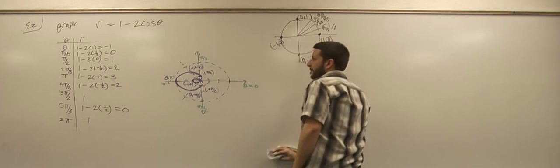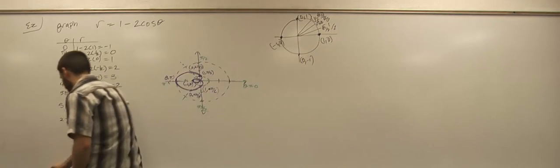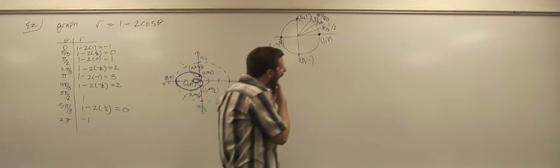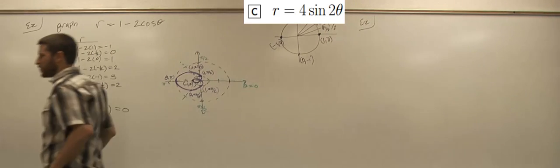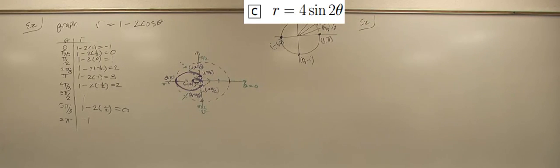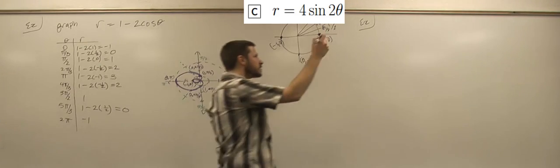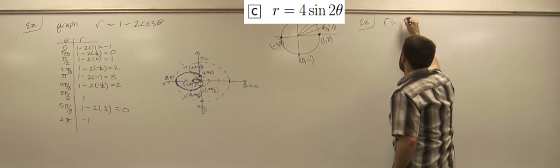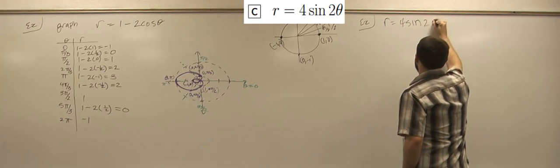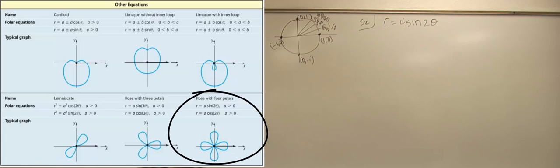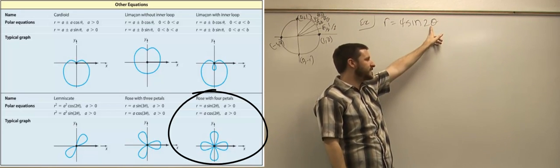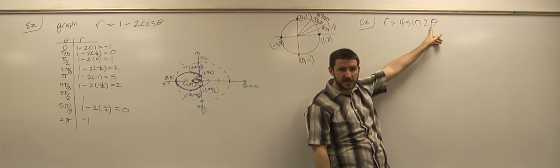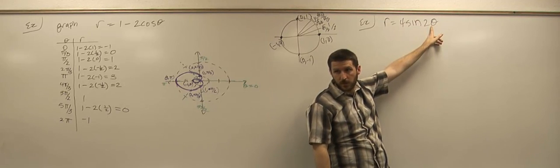Let's do, I gave you 4 sine 2 theta, something like that. So what are you expecting from this? Petals? Petals, rose petals, right? When you have a number in front of the theta, you're expecting some sort of rose. And depending on whether this is even or odd, you can tell me how many petals. If it's even, you multiply it by 2. So 4 petals.